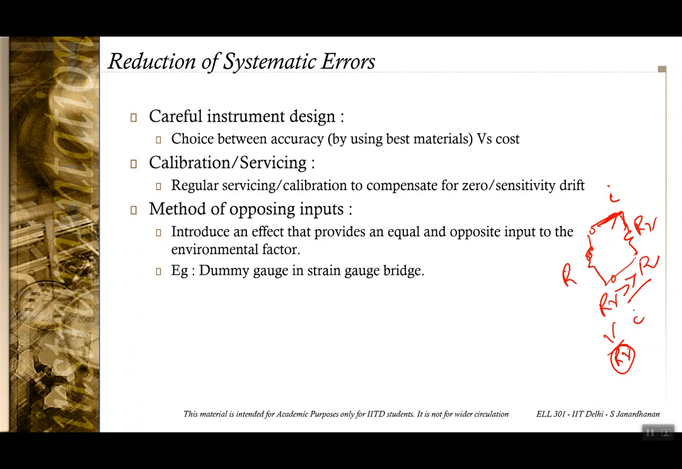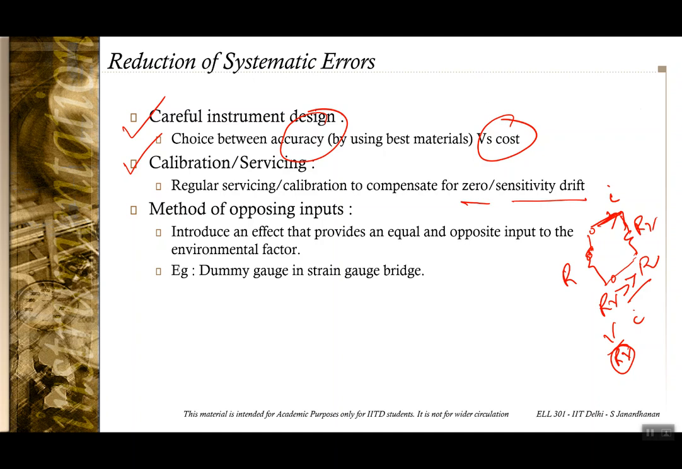Which in turn requires you to have the mechanical part of it, the springs and the mass of your assembly of the PMMC meter, become very light. So that is increasing the cost. So there is a cost versus accuracy trade-off when you are looking at the instrument design to reduce errors. Another more common way is calibration to reduce errors. So a regular cycle of calibration and servicing can compensate for zero and sensitivity drift.